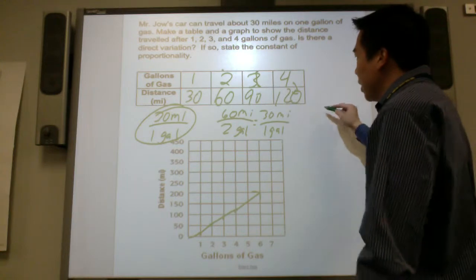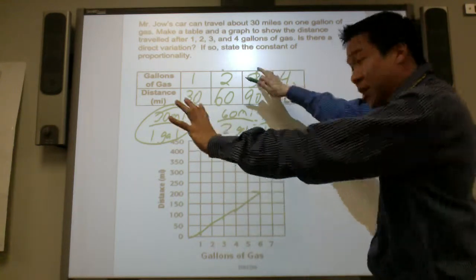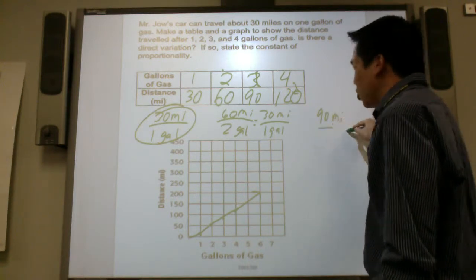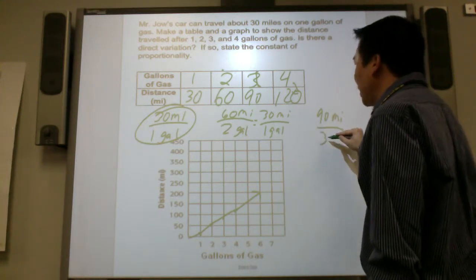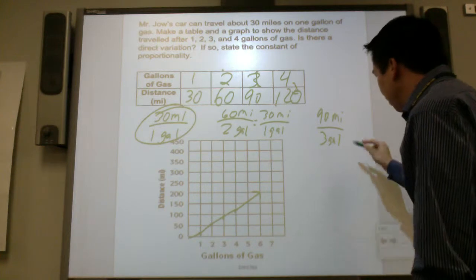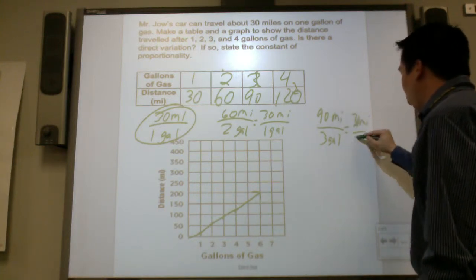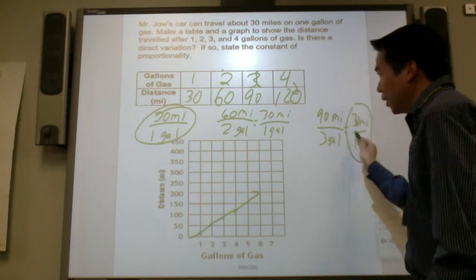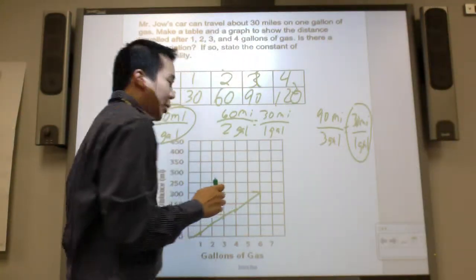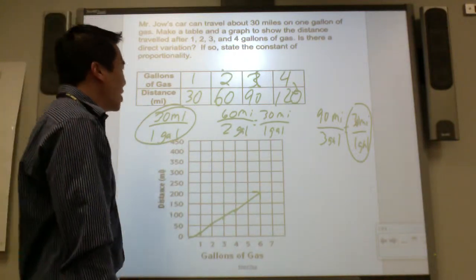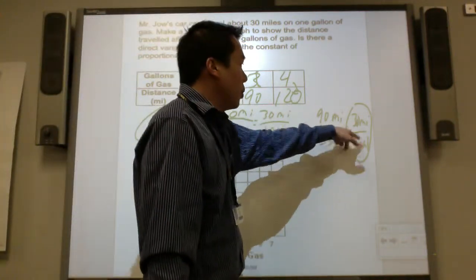So in the next one, let's keep on going down our table. Let's make sure we were able to drive 90 miles with 3 gallons of gasoline. If you break this down, divide both numbers by 3, you get 30 miles for 1 gallon of gasoline. Is there a direct variation? Are they directly related to each other? They are. So what is the constant of proportionality? 30 miles for every gallon.